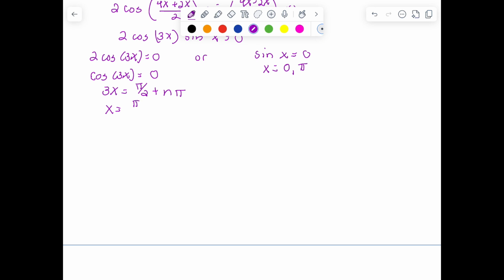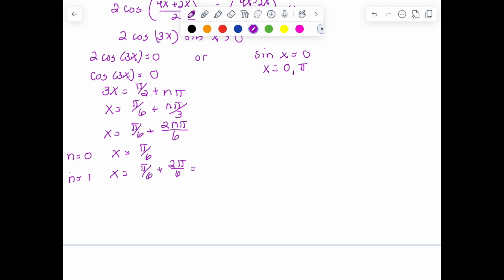And so dividing everything by 3, I get x is equal to pi over 6 plus n pi over 3. Now to make this a little bit easier to work with, I'm going to get a common denominator and write this as pi plus 2n pi over 6. And then to evaluate from 0 to 2 pi, I'm going to first let n equal 0. When I replace n with 0, that second term disappears, so it's just x equals pi over 6. If n equals 1, I get pi over 6 plus 2 pi over 6. Adding that together gives me 3 pi over 6, which simplifies down to pi over 2.